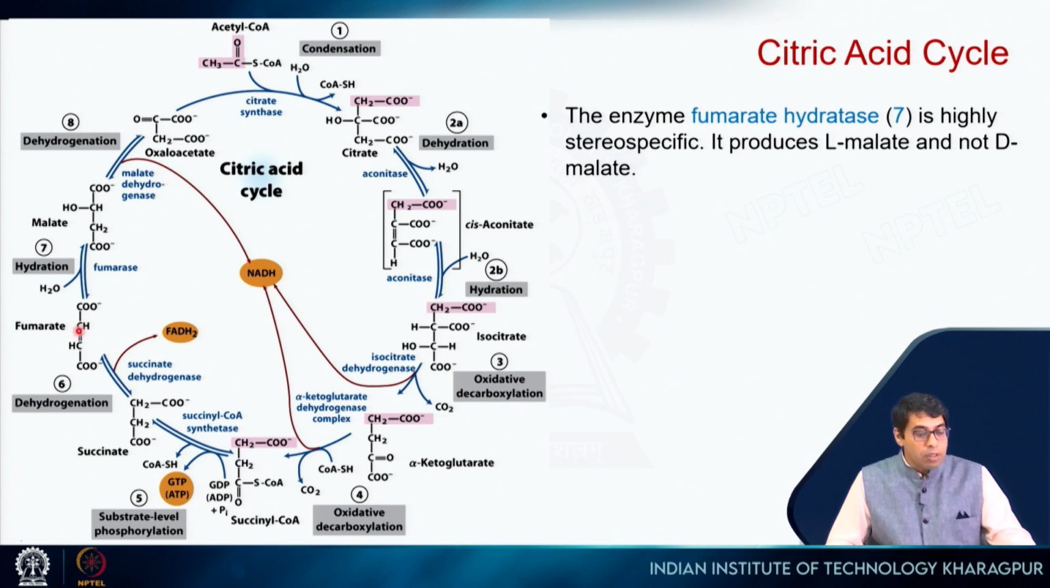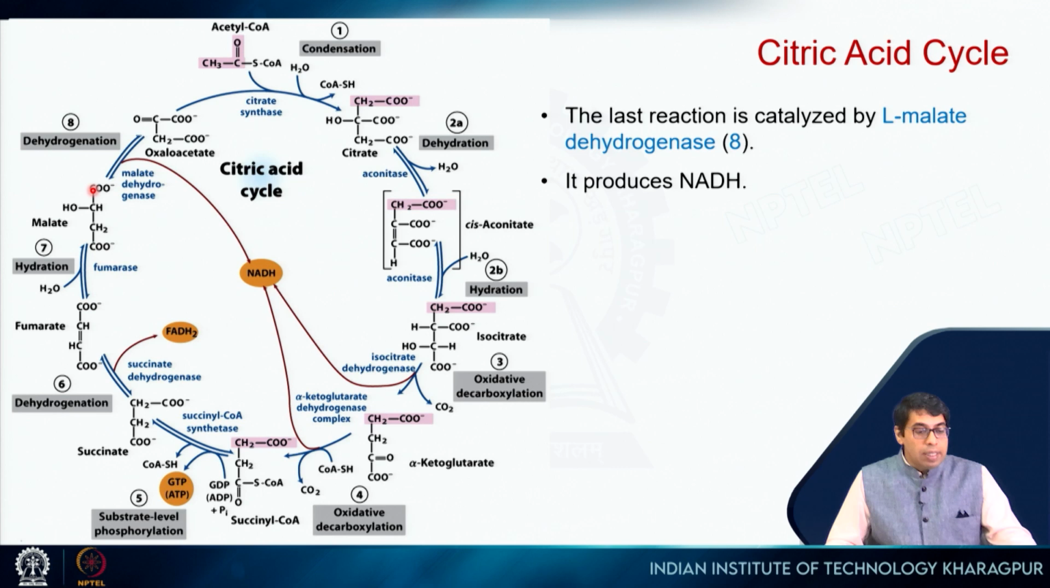Okay. Now, you will see that there is a double bond here. So, a water molecule is added to form malate. Now, this enzyme is very stereospecific. It will only take fumarate where the double bond is such that it is a trans isomer, right. The cis isomer will not be accepted by this enzyme, and it forms only L-malate. It will not form the D-malate, right. So, this is a very stereospecific enzyme, and it produces only one of the 2 possible isomers.